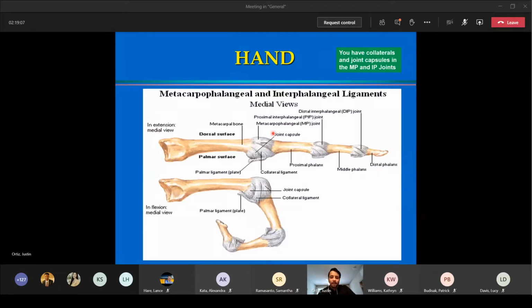And then over here, he's not going to test too much about the joints. He specifically said the only thing you need to know is that you have collaterals and joint capsules in the metacarpophalangeal and interphalangeal joints. I think that's the most important thing to note, that you have a joint capsule and you have collateral ligaments. Other than that, I think you're good.